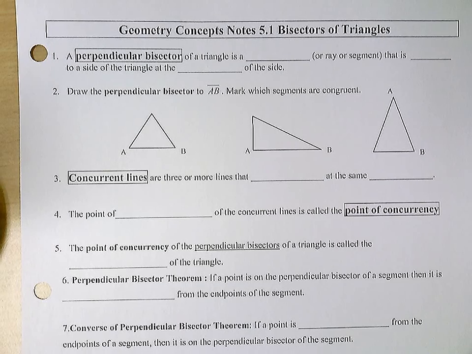Bisectors of triangles, like a perpendicular bisector and an angle bisector. Okay, so we are going to start with perpendicular bisectors.